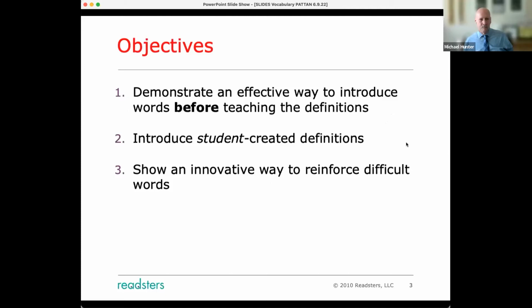So let's get started. We have three objectives this morning. One is I want to demonstrate to you an effective way to introduce words before you actually teach the definition. I know that all of you are experienced with teaching definitions and have a lot of vocabulary routines, but we have an interesting way of first introducing the word to create hooks for students to hang that meaning that you're going to give to them on. And then we're going to talk about student-created definitions, which is a follow-up to after you've taught a word. And then finally, we're just going to share a clever, innovative way that some teachers showed us to reinforce those words that students seem to be having trouble hanging on to and acquiring the meaning for.